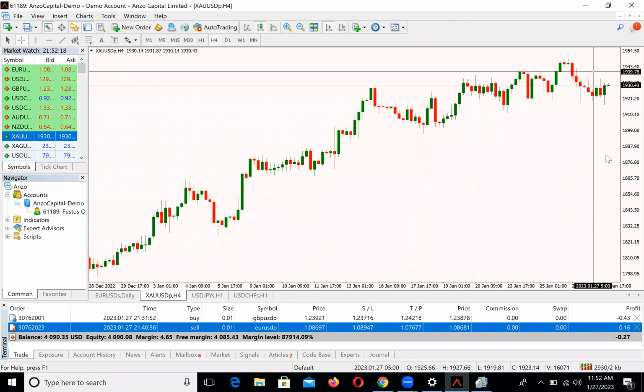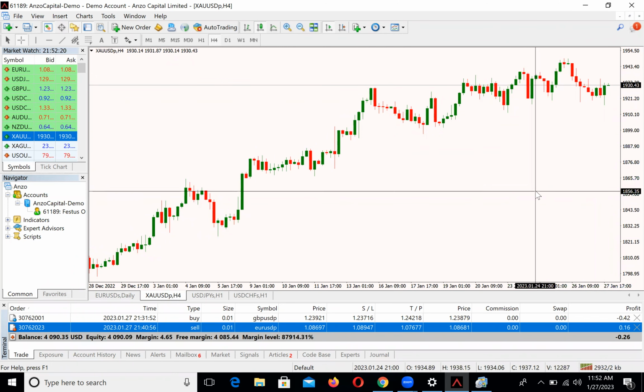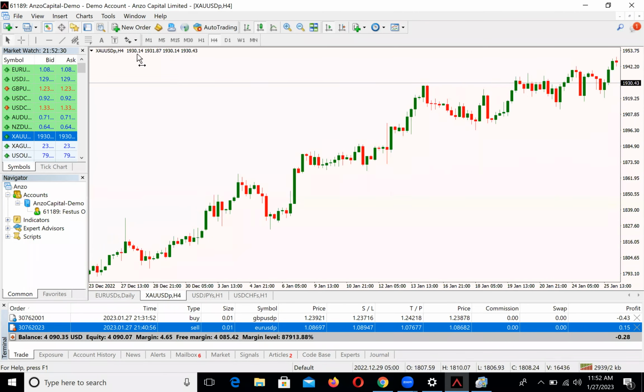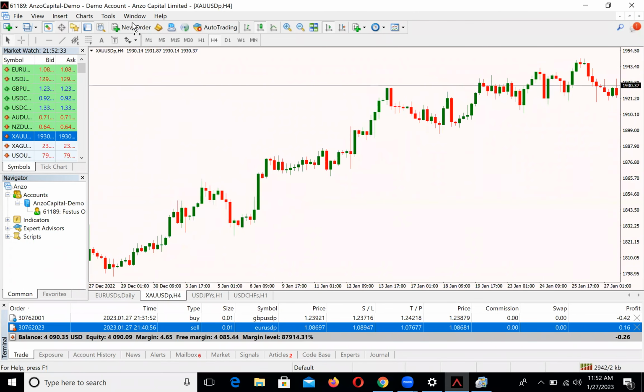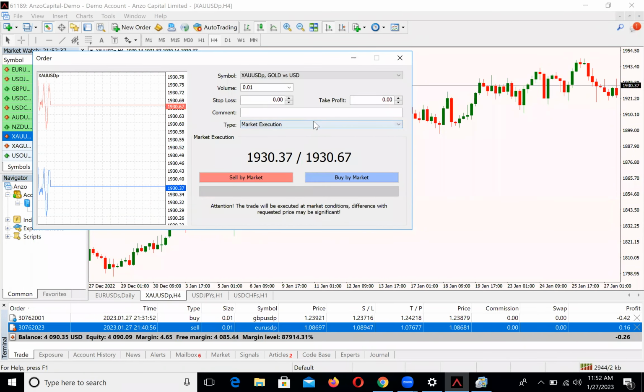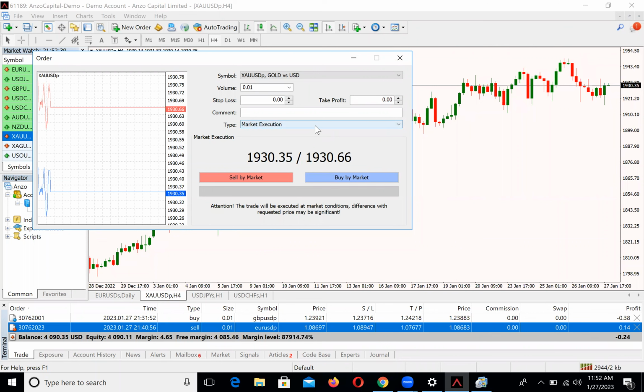Or if it gets to this point here and touches this point, it will go back up, okay? So that's it basically. If you want to enter a pending order trade, it's also the same thing. You come to this new order here. When you click on new order, in this market execution, you just change it to pending order.